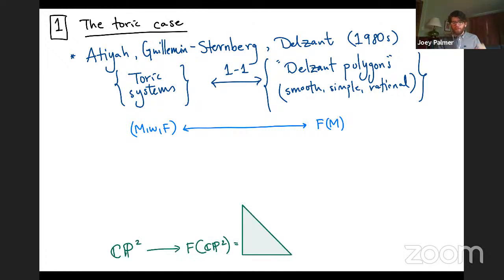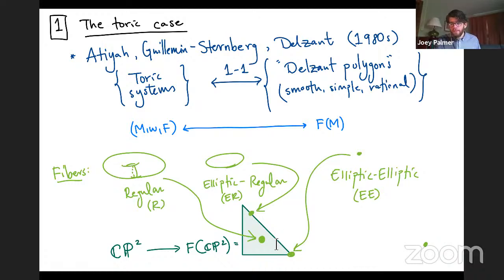So for instance, if I started with CP2, there's a standard action of the torus, just rotating the two components, and the image of that standard action is a right triangle. But what's great about this classification is not only that you get to use polygons instead of having to do geometry, but also that it's very explicit what's going on. By looking at this polygon, I can tell you what the fibers of this momentum map look like.